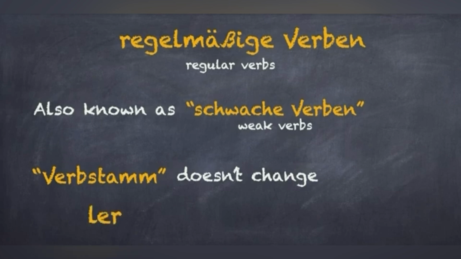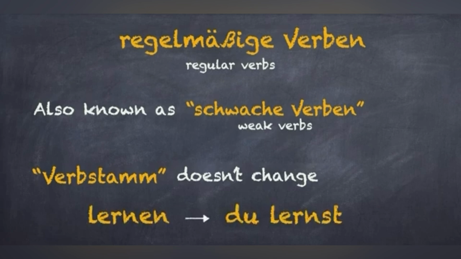For example, lernen. The Verbstamm is lern and the ending of the infinitive verb is en. When we conjugate this verb, we keep the Verbstamm and just add the ending according to the subject. That is, in this case, du is the subject. The conjugated verb will be lernst. This is because with the pronoun du, the verb ending should always be st. Hence we have the Verbstamm lern plus the ending st. Du lernst.